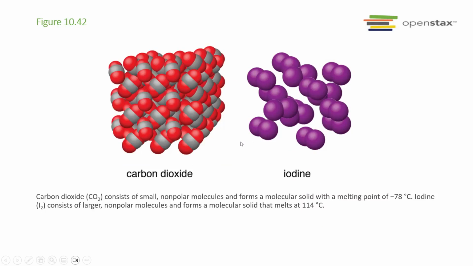So carbon dioxide and iodine are examples of molecular solids. Or carbon dioxide is a molecular solid, and iodine is an atomic solid.